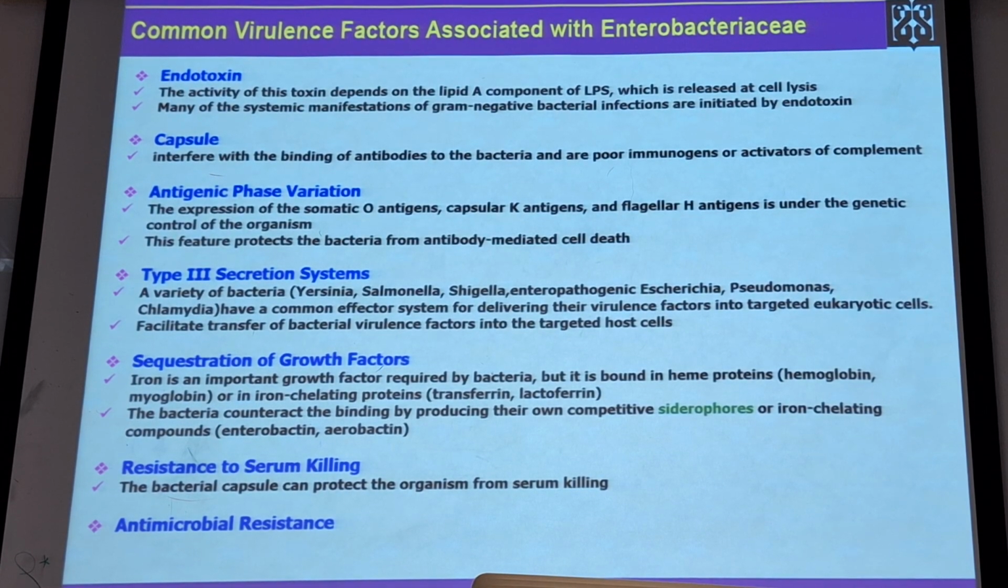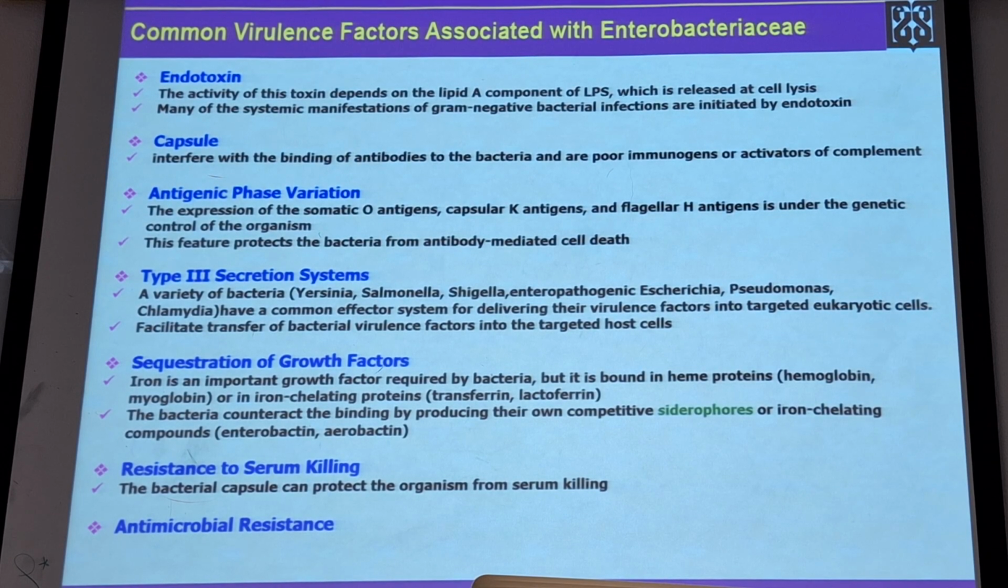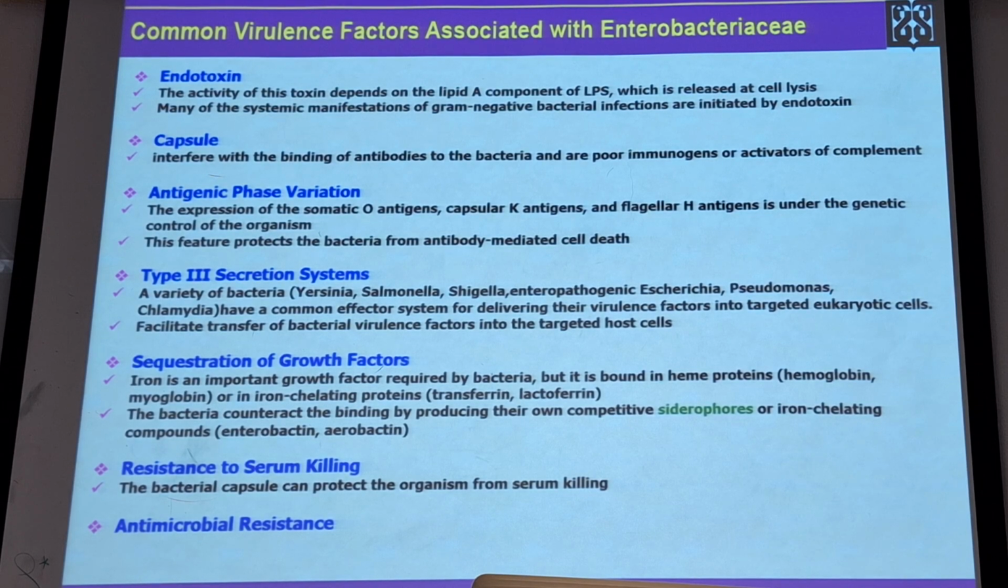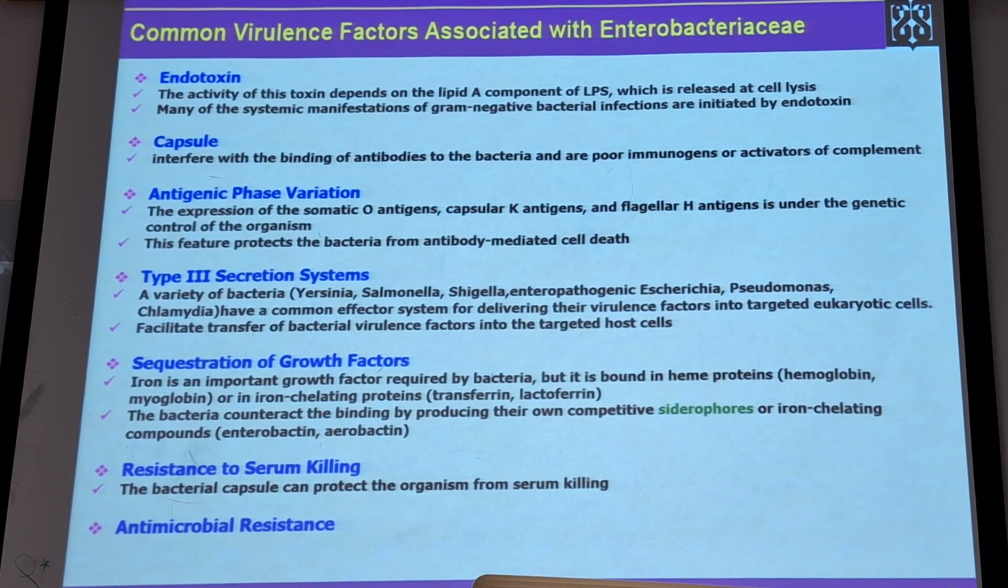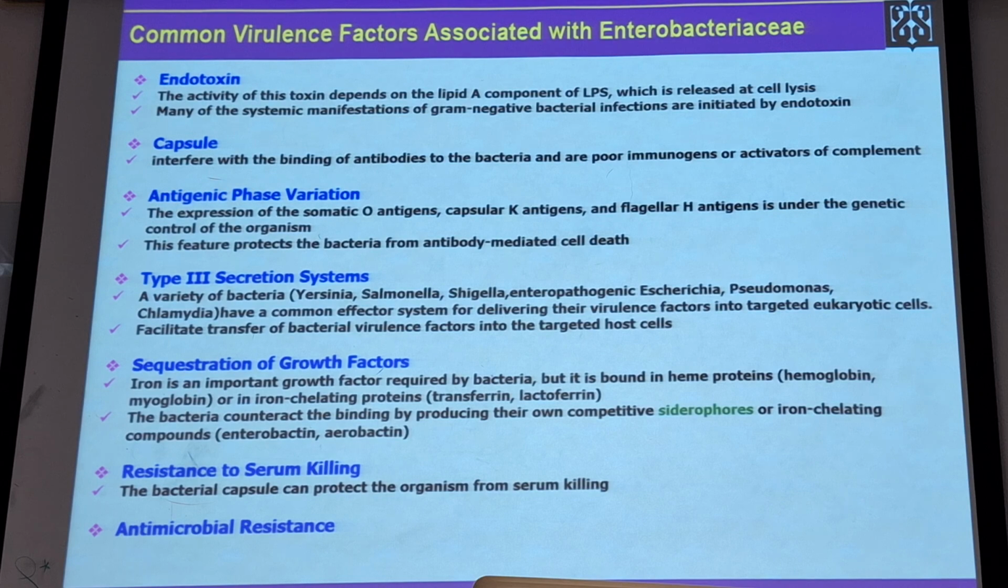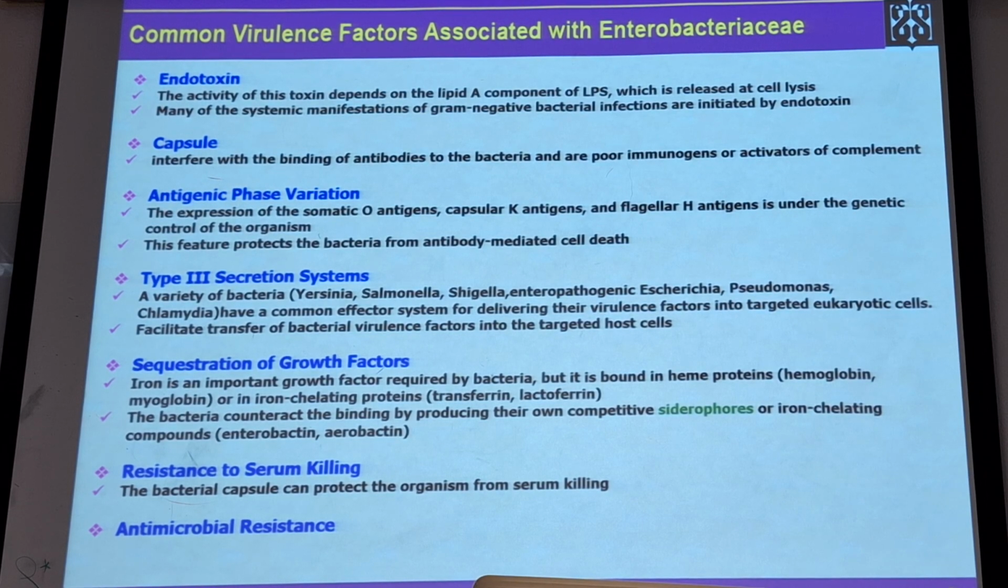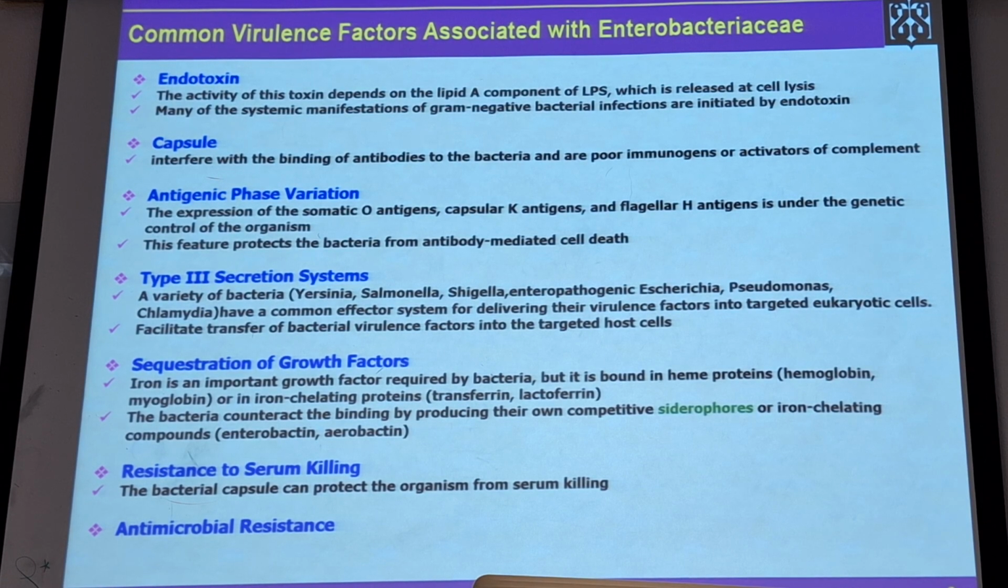The common virulence factor associated with Enterobacteriaceae is endotoxin. The activity of the endotoxin is related to the lipid A component. LPS, or endotoxin, is released after the lysis of gram-negative bacteria, such as the members of Enterobacteriaceae. Many systemic manifestations such as fever, shock, thrombocytopenia, and leukocytosis are initiated by endotoxin.